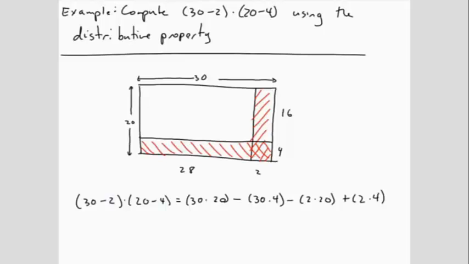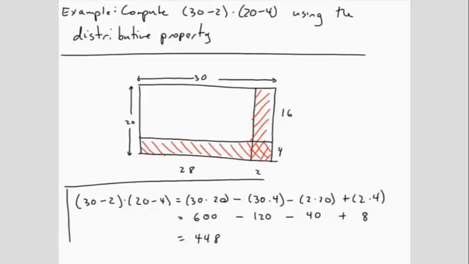And from here, we just work out the arithmetic. 30 times 20 is 600, minus 30 times 4 is 120, minus 2 times 20 is 40, plus 2 times 4 is 8. 600 minus 120 is 480. 480 minus 40 is 440, plus 8 is 448.